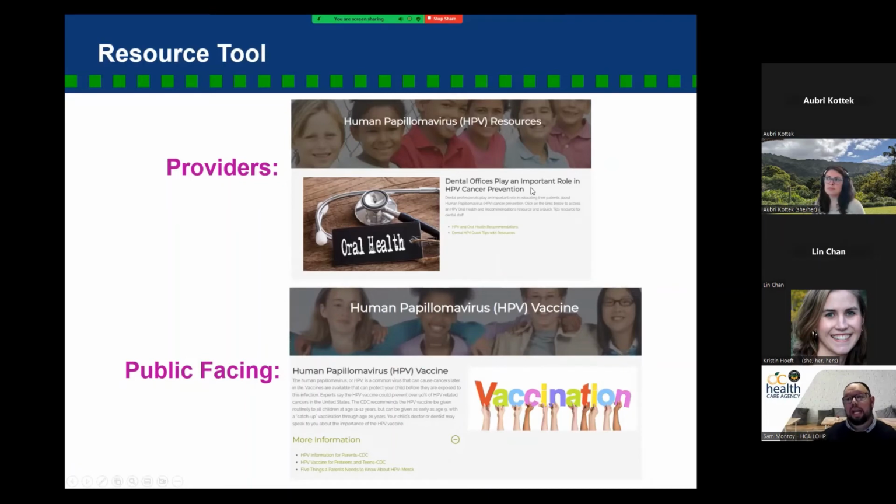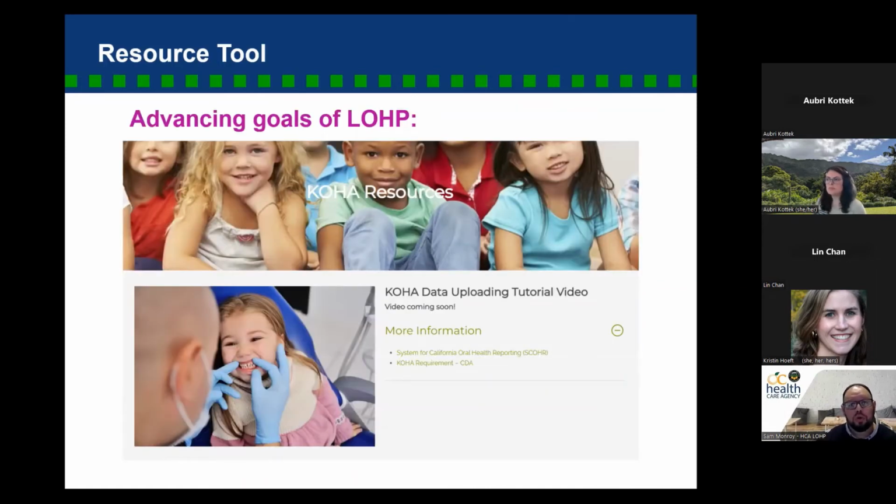So again, continuously looking at how do we become that resource? And as an LOHP, one of the things that we work on is HPV. But we also found there are other ways for us to continue to advance those goals that we have. So we're now developing a webpage specifically for school nurses, so that they can have their own video, the requirement on SCORE, how they can have that information.